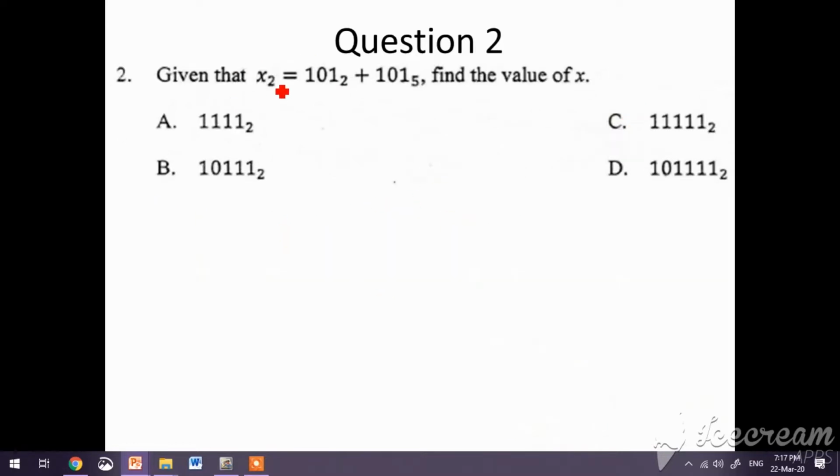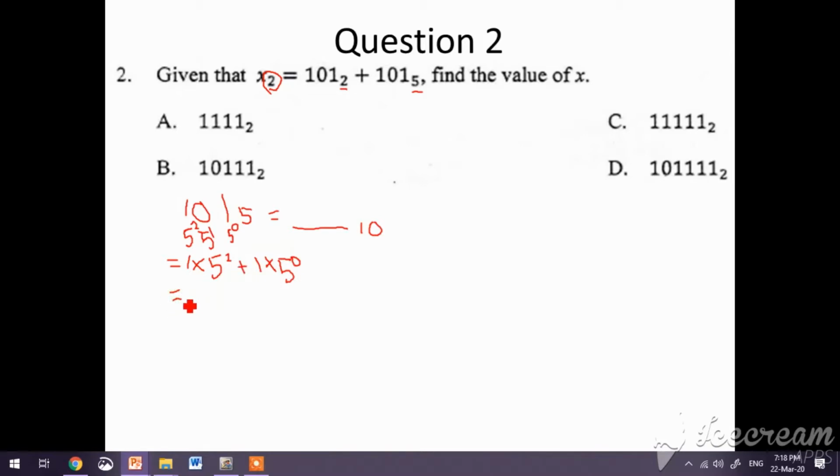Given that x base 2 equals 101 base 2 plus 101 base 5, find the value of x. Since these two are in different bases, we have to make them the same base. The answer is in base 2, so we change 101 base 5. To change base 5 to base 2, we change it to base 10 first. So this is 5 power 0, 5 power 1, 5 power 2, which equals 1 times 5 power 2 plus 1 times 5 power 0.